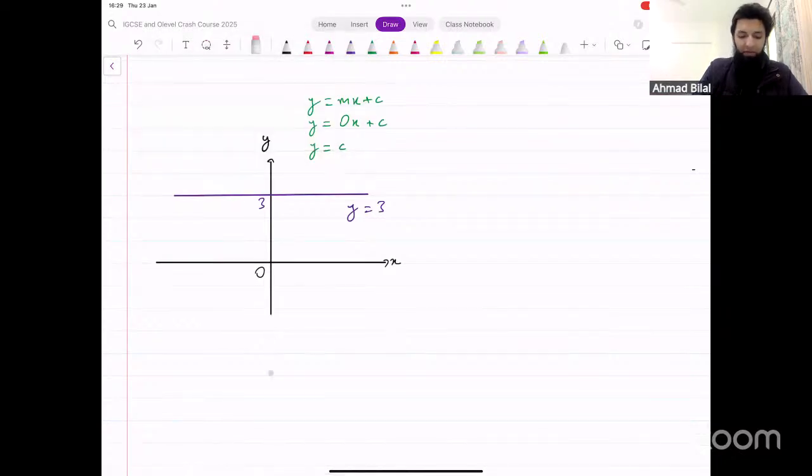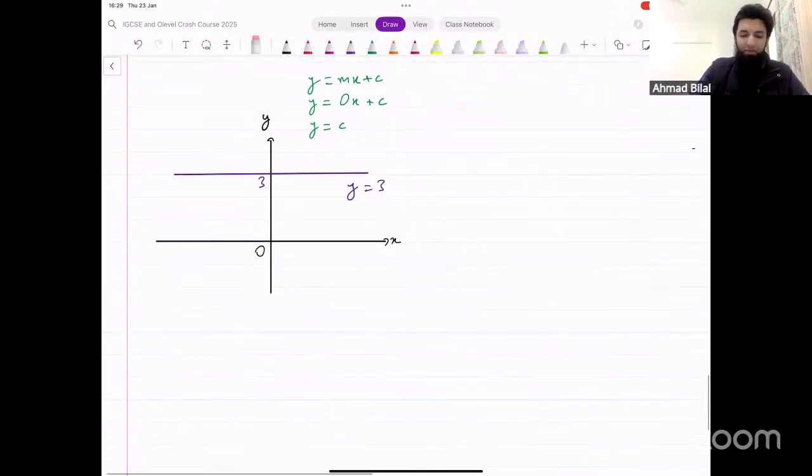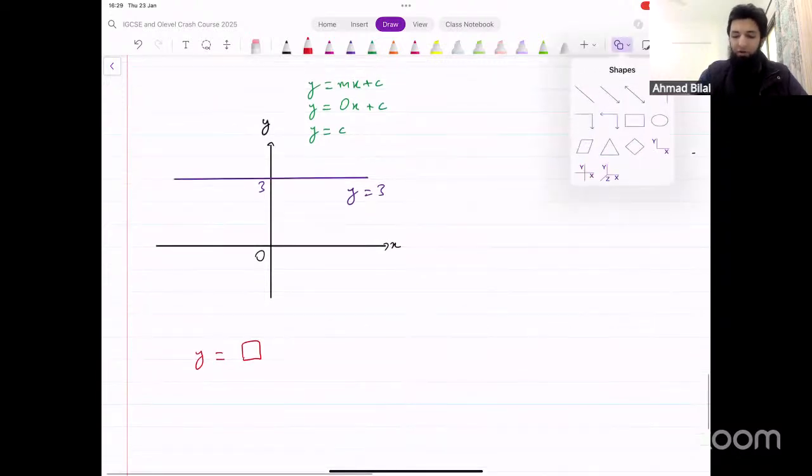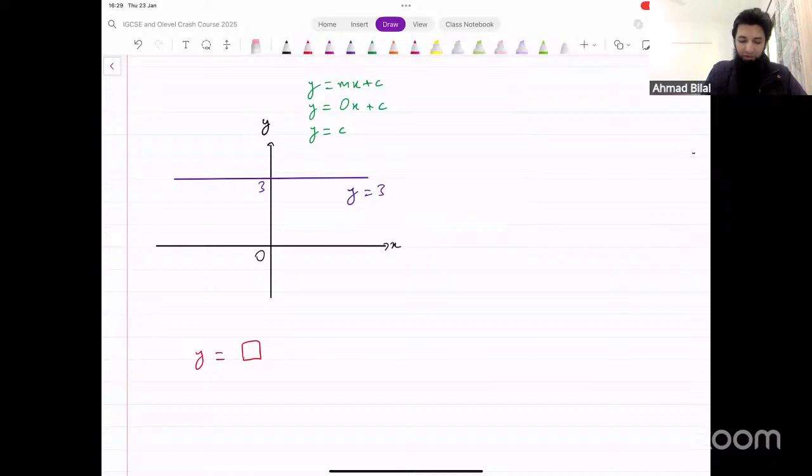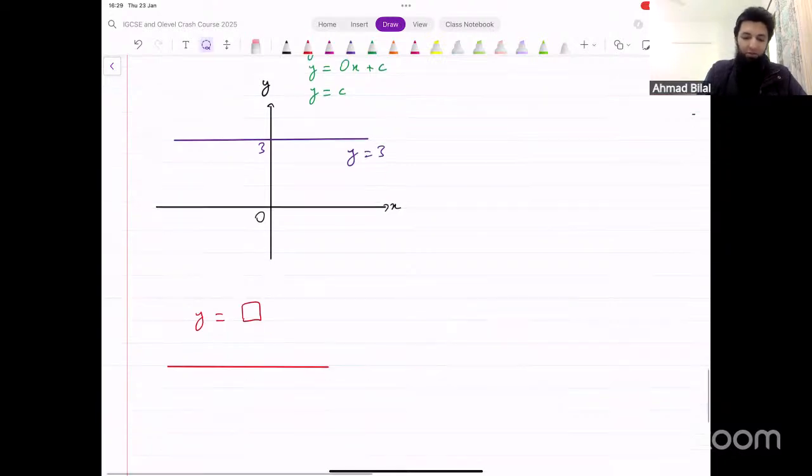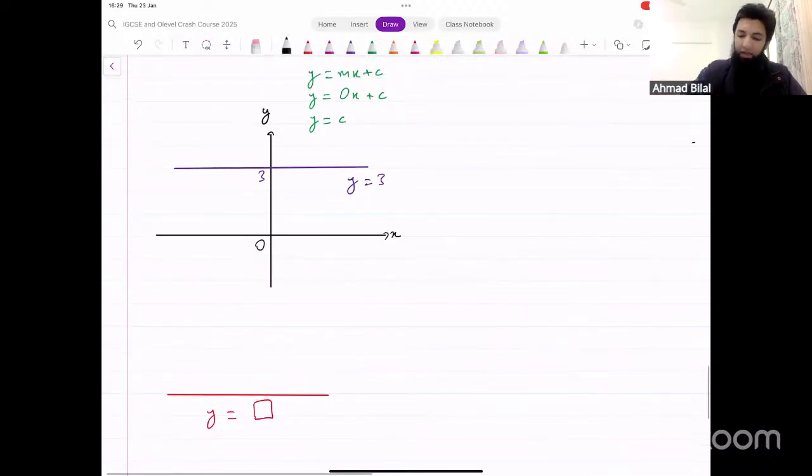But for any horizontal line, you can now keep this in mind. The equation is going to be of this form: y equals some constant. The equation will always be of this form whenever you have the equation of a horizontal line. Horizontal lines always have equations of this form: y equal to some constant.